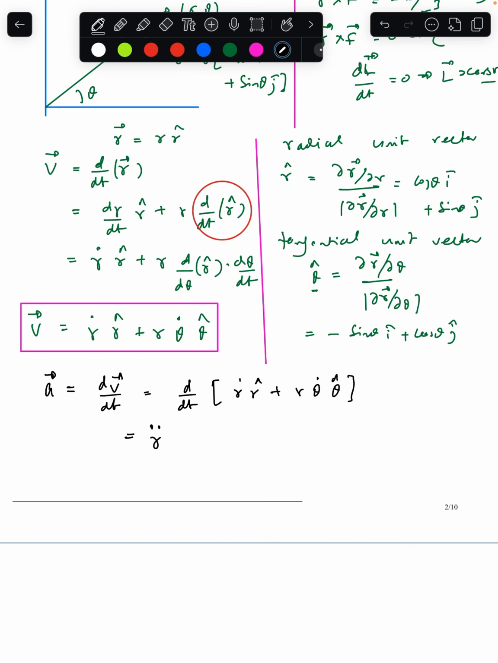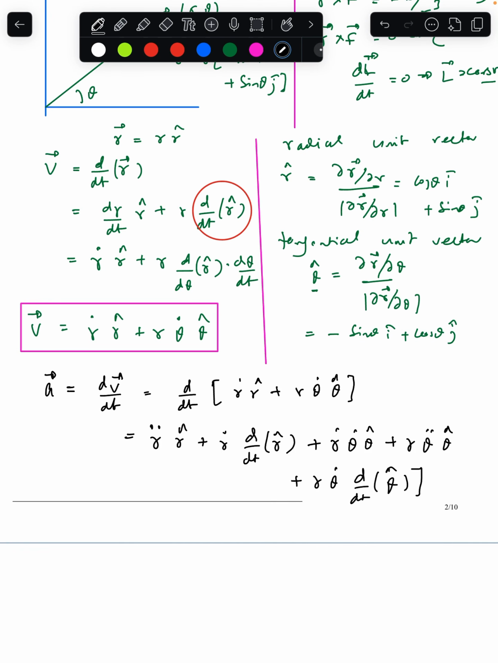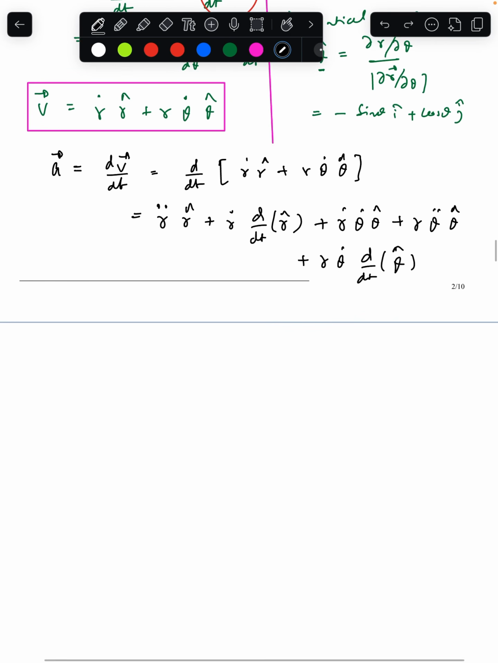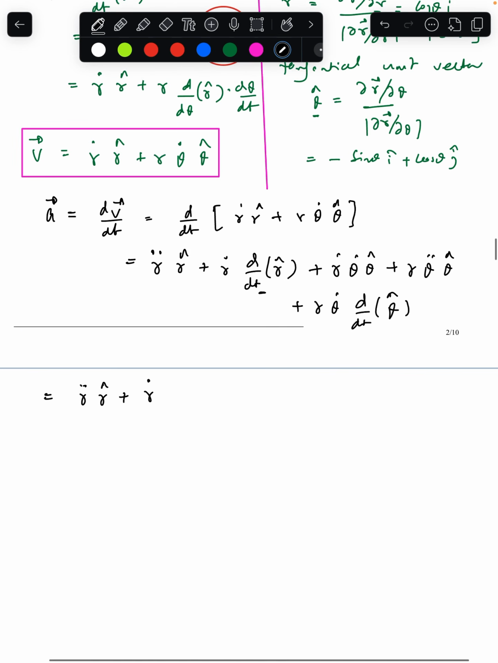First quantity will be r double dot r cap plus r dot d/dt of r cap plus, now here, first quantity r dot theta dot theta cap, second is r theta double dot theta cap, third is r theta dot d/dt of theta cap. This is going to come. Now let us rearrange. Please be careful. First quantity I am keeping as usual, r double dot r cap plus r single dot d/dt of r cap. We have already done d/dt of r cap over here.